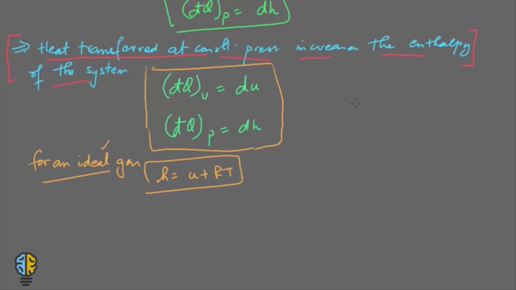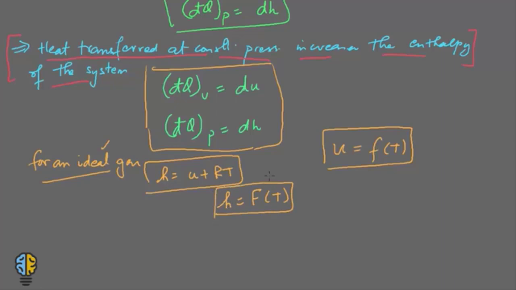Now, the internal energy of an ideal gas depends only on temperature. That is, it is just a function of temperature. Okay, so this means that the enthalpy of an ideal gas will also be a function of temperature only. Alright, so this is something that you should always remember. So internal energy and the enthalpy of an ideal gas are nothing but functions of temperature.